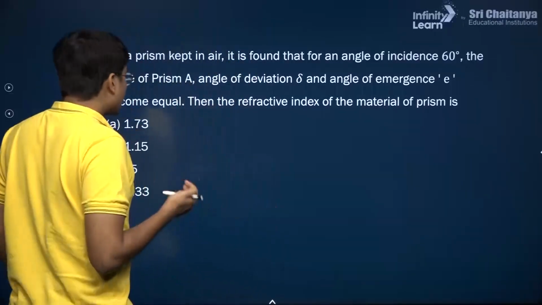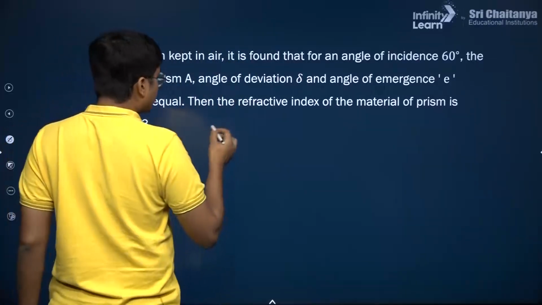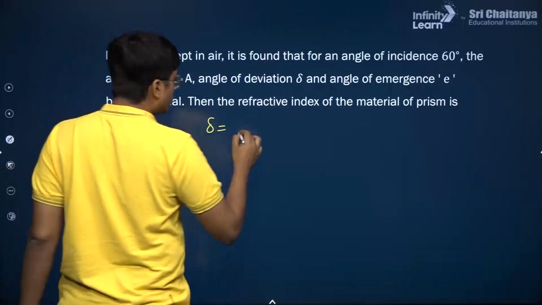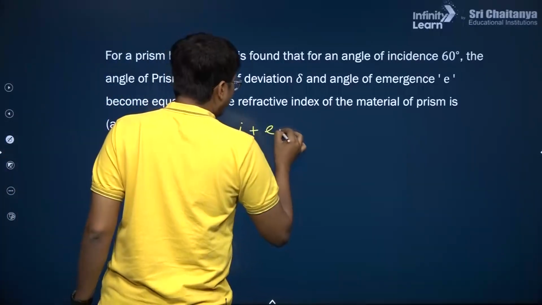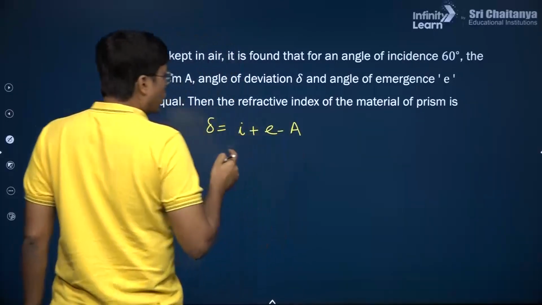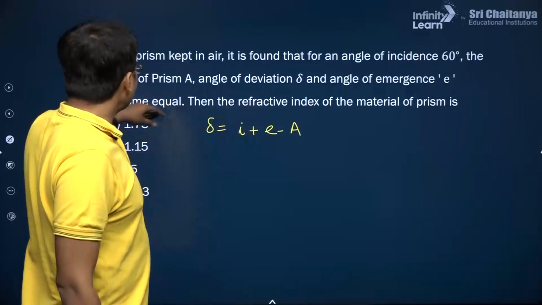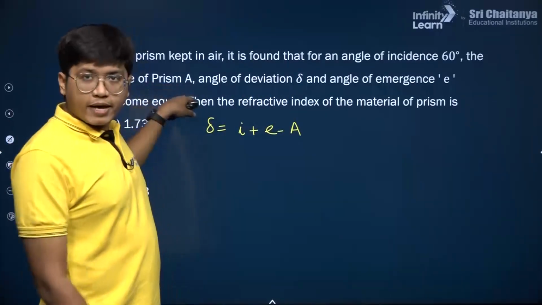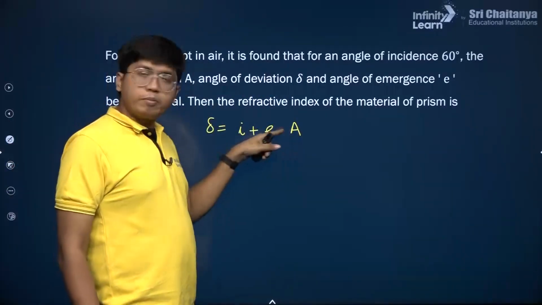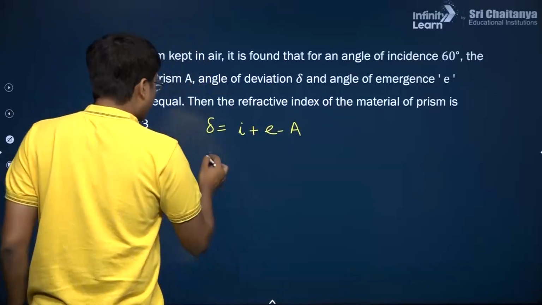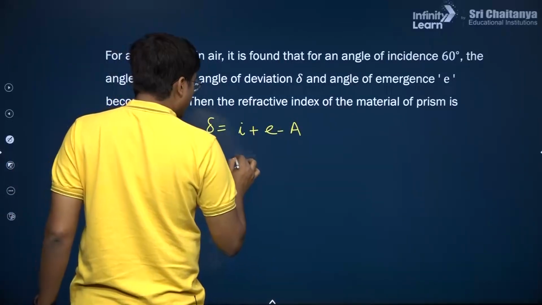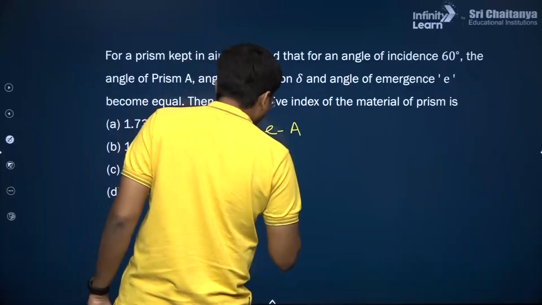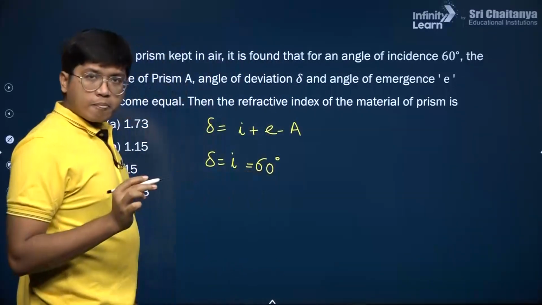So over here, we can use the relation that your angle of deviation delta is equal to I plus E minus A. Now over here, the angle of emergence is equal to the angle of the prism A, which means this E and A would cancel out. So your delta is just equal to I, which is given as 60 degree. So delta is 60 degree, right?